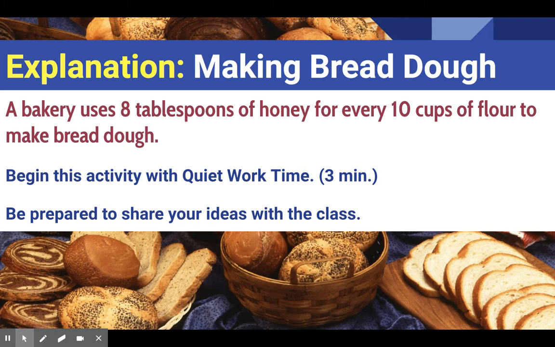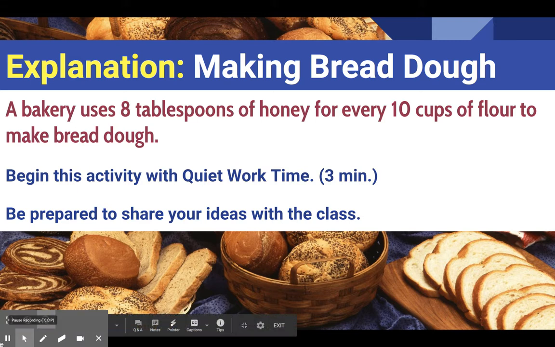We're now on page 3 of the student companion where it says explanation making bread dough. Okay, so let's read the directions together. It says some days they bake bigger batches and some days they bake smaller batches, but they always use the same ratio of honey to flour. Remember, the ratio was 8 tablespoons of honey for every 10 cups. So we're going to complete the table as you answer the questions and then be prepared to explain your reasoning. So again, we're going to pause the video. You have 3 minutes, and then we're going to be prepared to share your ideas with the class.